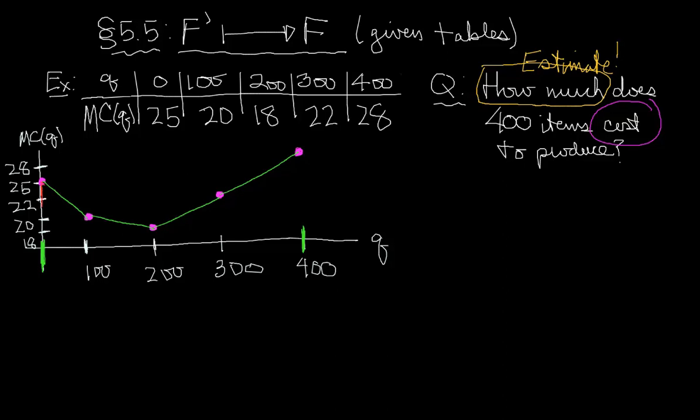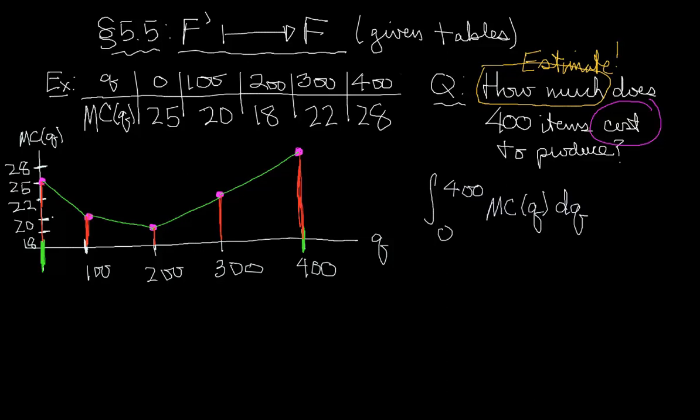I'm just going to start drawing these little regions. So all we're going to do now, the goal is to, let me write this down, integrate from 0 to 400 the function MC of q dq, since the variable is dq. I'm just going to integrate this function over this region 0 to 400.